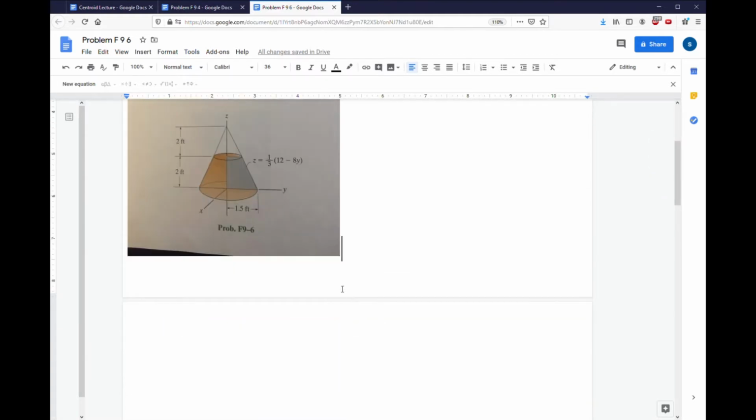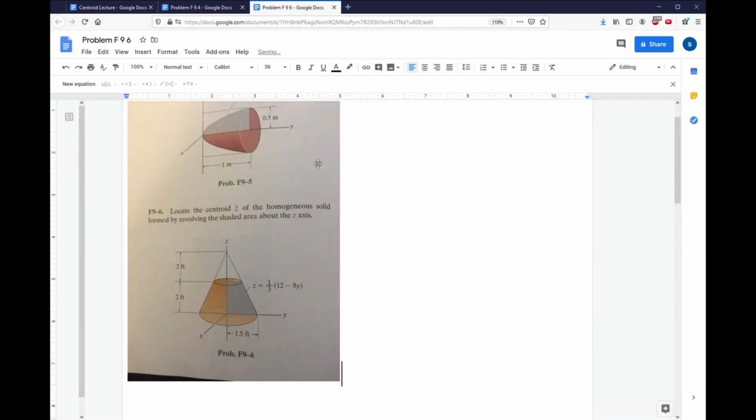Now, if you are familiar with Calculus 3, you can solve this problem using cylindrical coordinates simply enough. I'm going to assume that you have not taken Calculus 3, and so I'm going to solve it in a way that does not require multiple integrals.